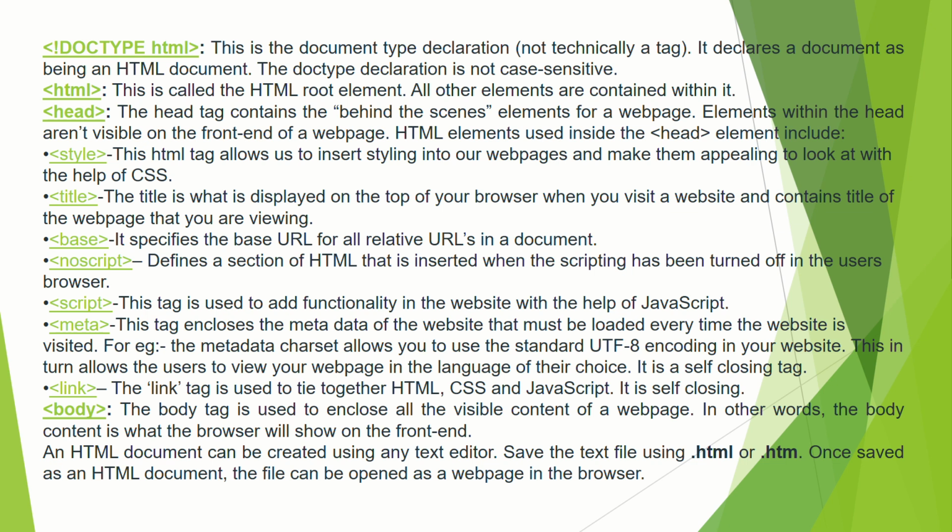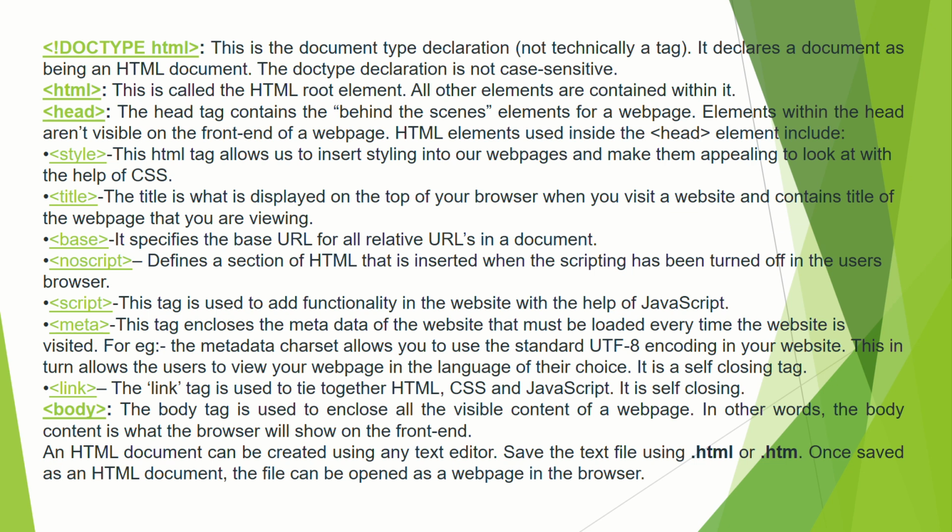Base tag. It specifies the base URL for all relative URLs in a document. Noscript defines a section of HTML that is inserted when the scripting has been turned off in the user's browser. Script. This tag is used to add functionality in the website with the help of JavaScript. For the script tag, now we are integrating the HTML to the JavaScript.